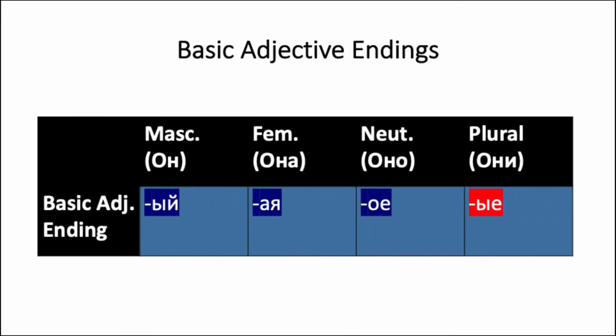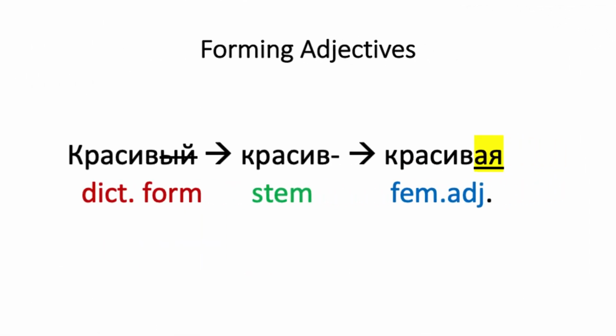These endings, conventionally called basic adjective endings, are presented in this table that you can use as a quick guide. Note that the basic adjective ending in plural, ye, is the same for all genders. The next slide will show you how to change adjectives so that they would conform to the nouns they describe.